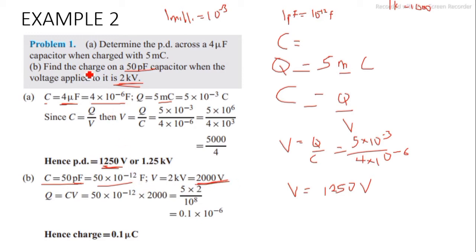You have to calculate the charge Q from the capacitance of the capacitor. Your charge will be equal to CV, the capacitance times voltage. The capacitance is 50 picofarad, which is 50 times 10 per minus 12, times the voltage, which is 2000. If you calculate this, you're going to have 0.1 times 10 per minus 6 coulombs. 1 micro is 10 per minus 6, so I'm going to have 0.1 microcoulombs. So that's the charge on the capacitor.